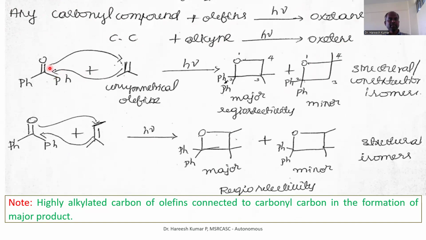Here I am taking benzophenone and an unsymmetrical ketone. Unsymmetrical ketone means it is possible to obtain two products. Out of the two, this will be the major product, and here there will be regioselectivity. Similarly, this is also an unsymmetrical ketone. Unsymmetrical ketone and unsymmetrical alkene react with the carbonyl compound, forming two oxetane products. This one will be the major one compared to this one. The highly alkylated carbon of the olefin becomes the carbonyl-bonded carbon in the formation of the major product.